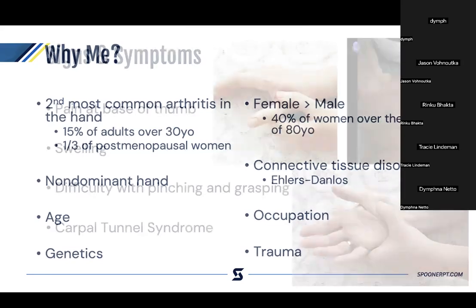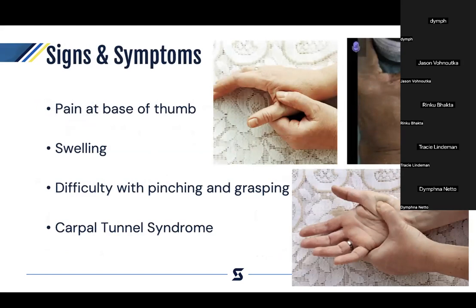So signs and symptoms, obviously pain. Most of the time, patients will talk about pain in that first web space. They come in and call it carpal tunnel, but oftentimes it's just pain into that first web space. And then what I'll tend to do is push on the base of their thumb right at their basal joint, and they'll typically jump right off the chair, right? And that's just a telltale sign that that's where the arthritis is.